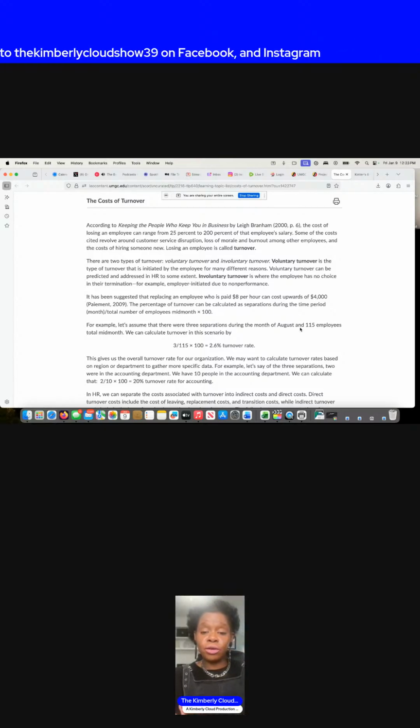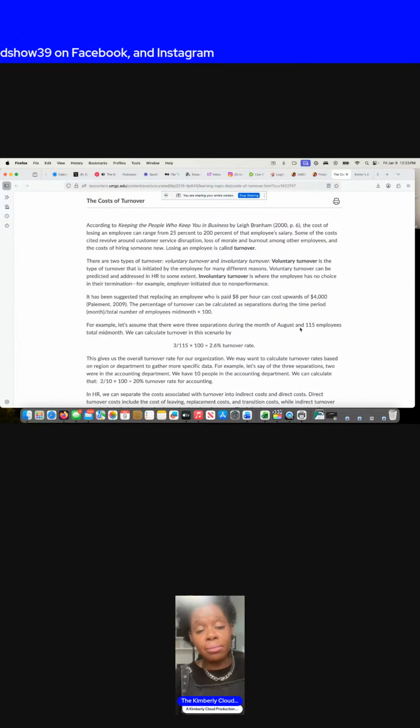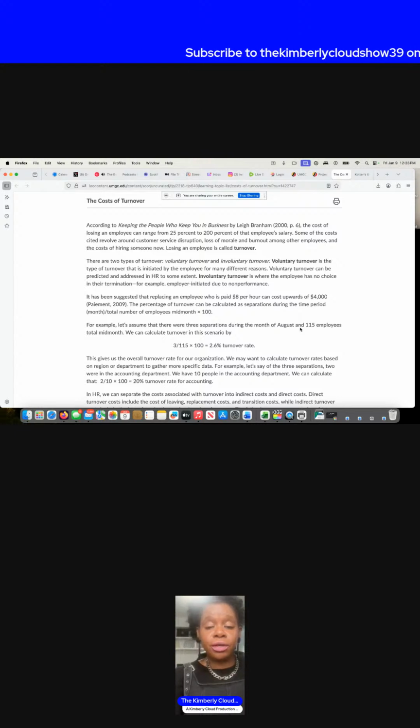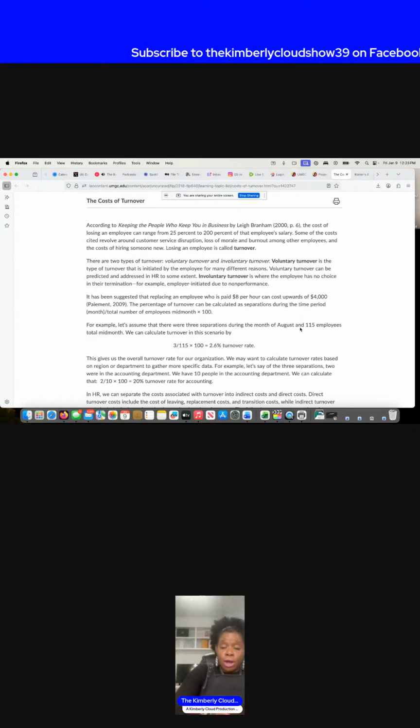The percentage of turnover can be calculated as separations during the time period, month, divided by total number of employees mid-month, times 100. Let's assume there were three separations during the month of August and 115 employees total mid-month. We can calculate turnover by the scenario: 3 divided by 115 times 100 equals 2.6% turnover rate. This gives us an overall turnover rate for our organization.